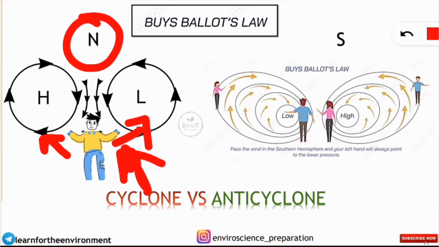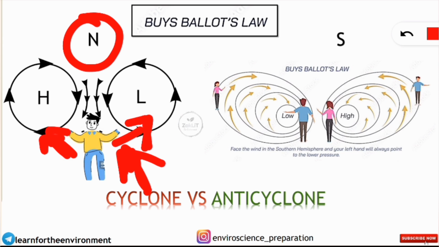I repeat, if our back is facing the wind direction in the north direction, then our left hand will be facing the low pressure and right hand will be facing the high pressure. So L for left, L for low pressure in the north region if our back is towards the wind. It is the trick to remember.